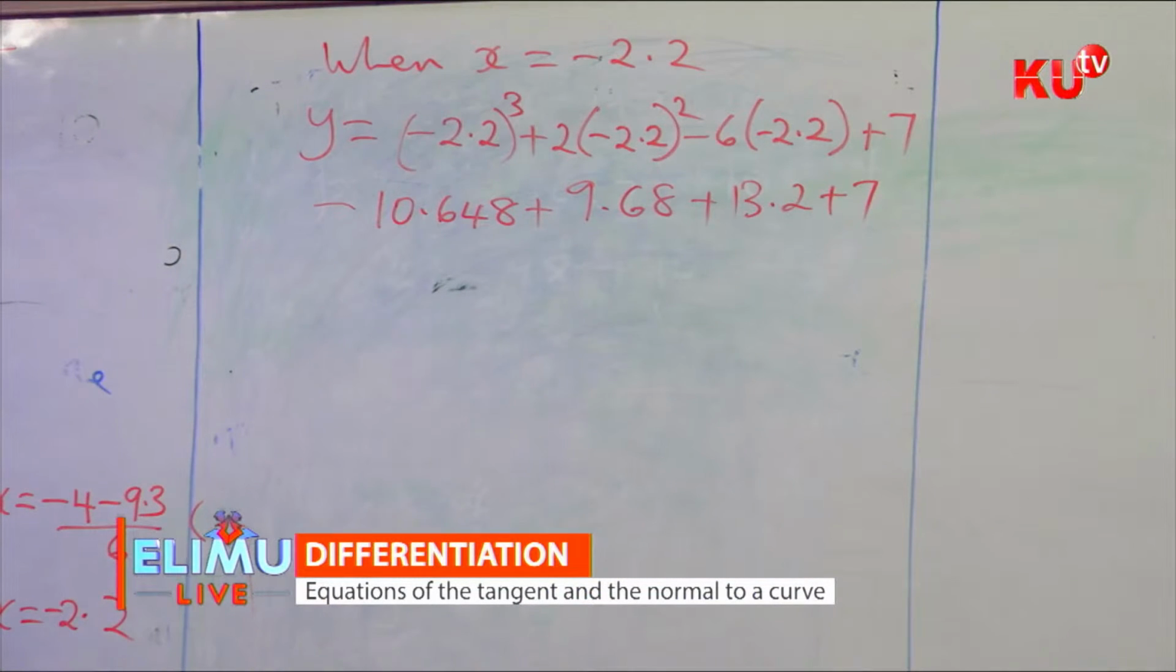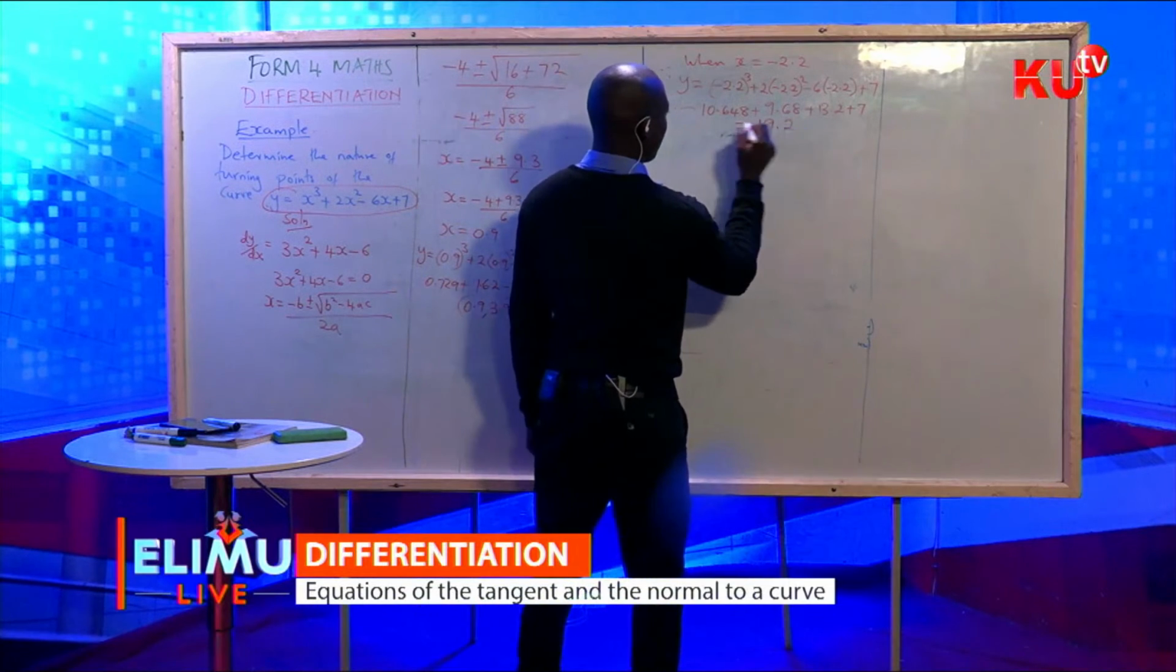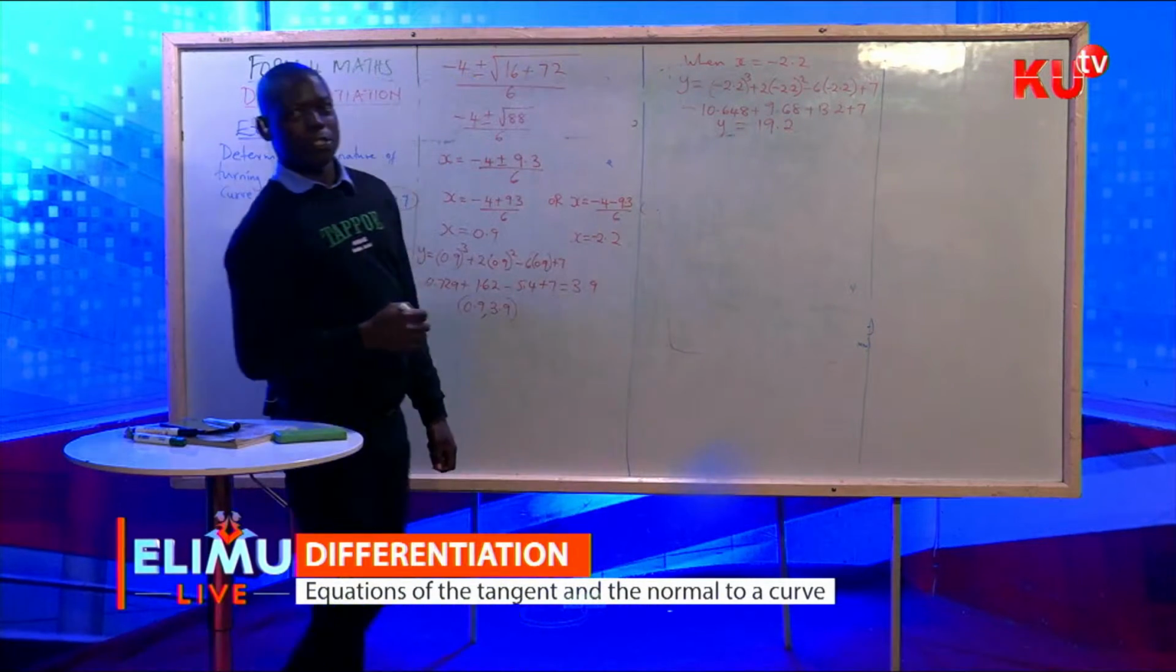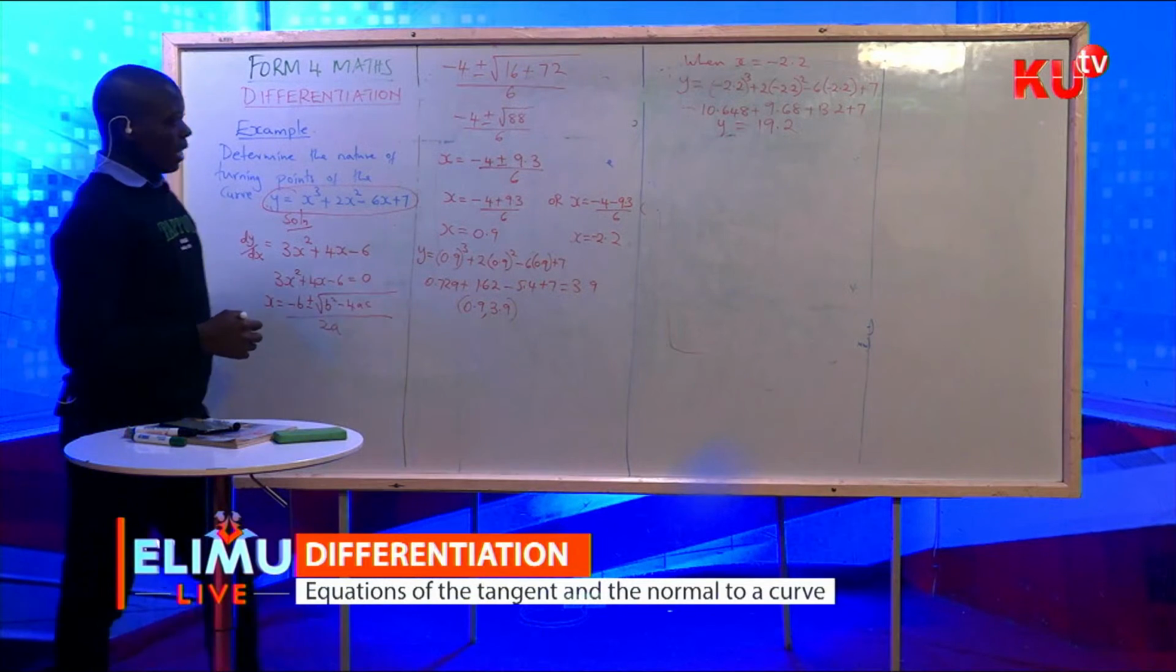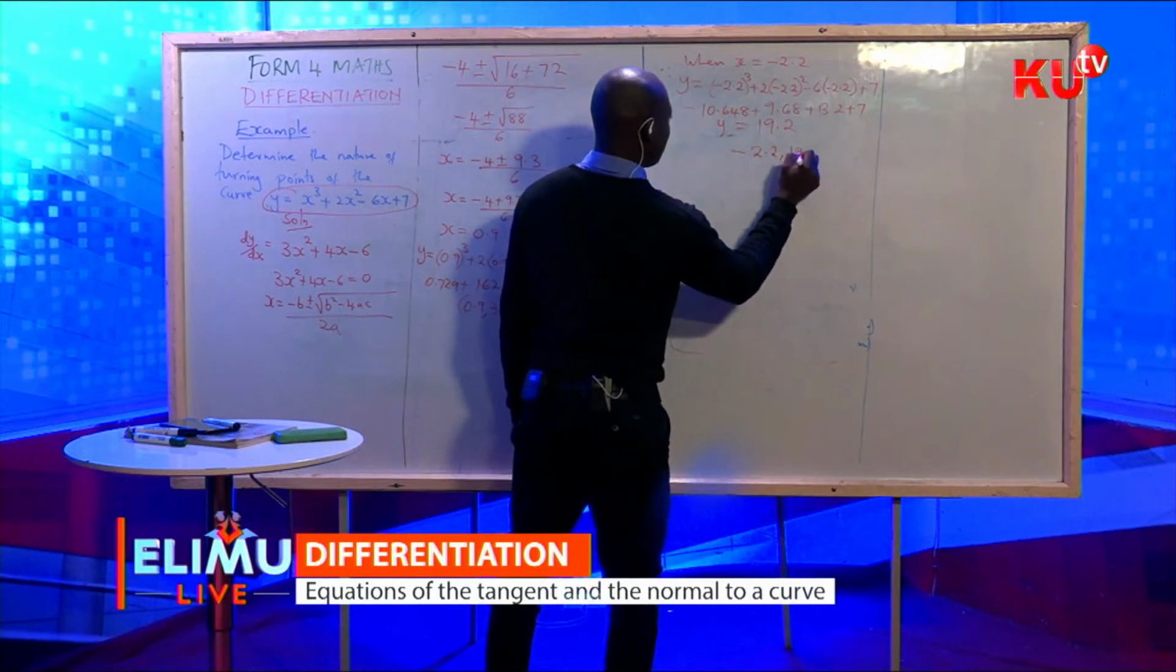That means we have negative 10.648, plus 9.68, plus 13.2, and then 7. Our answer is 19.2. Therefore, y is 19.2. Now, what is that coordinate? The coordinate, therefore, is negative 2.2, 19.2.